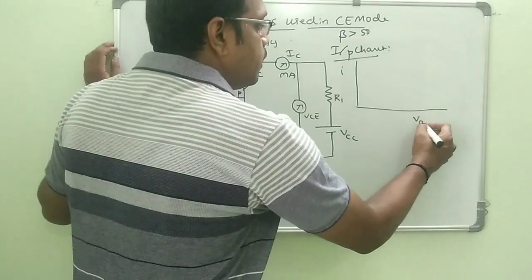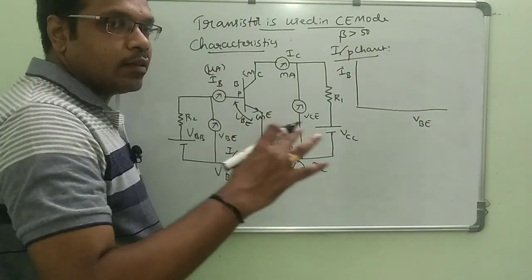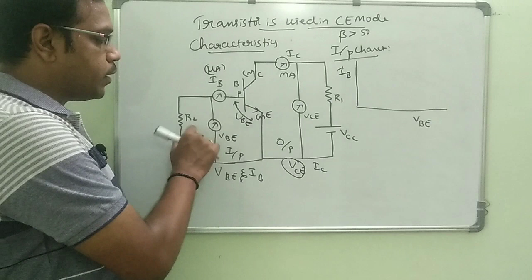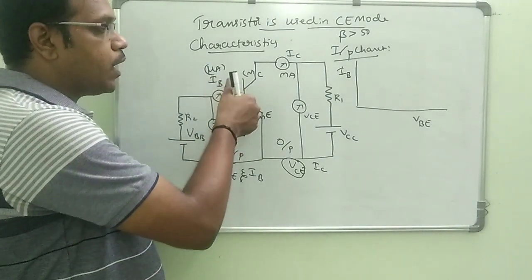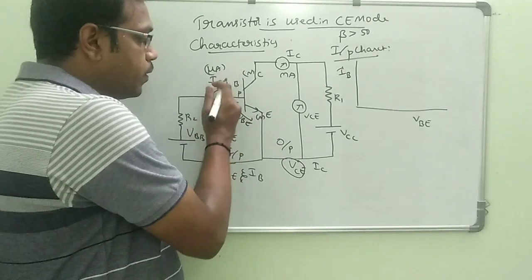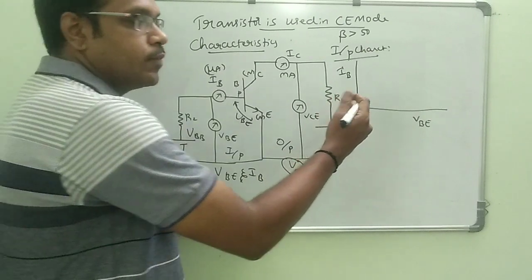So that is VBE and IB. For that I am calculating the graph, because when I vary this one, VB will automatically vary, and IB will vary. But to play with these both, we need to keep the output constant.